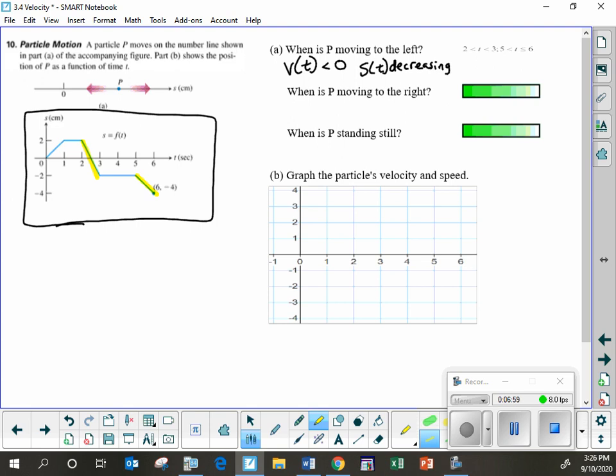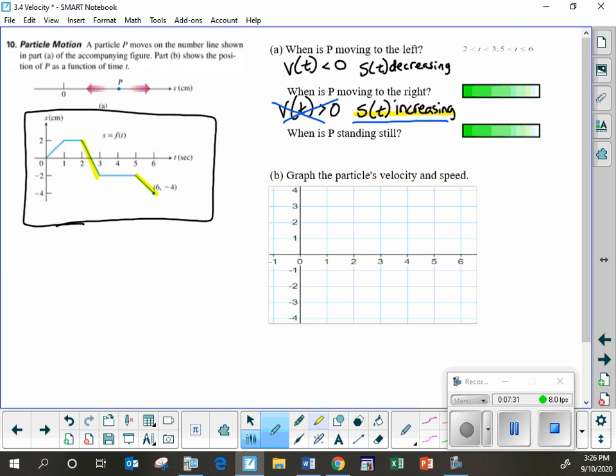When's it moving to the right? Well, contrapositive here. V of t is greater than 0, which means that our position function is increasing. If I were on the AP exam, I would need to state it in those terms because I am not looking at a velocity graph. I have to write it in terms of what I see, which is position, and this position is increasing.